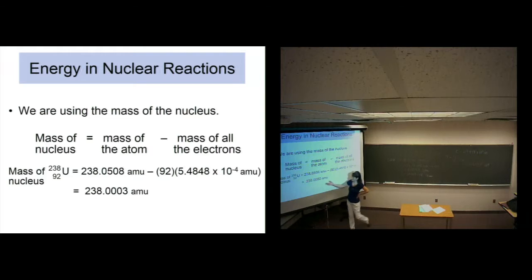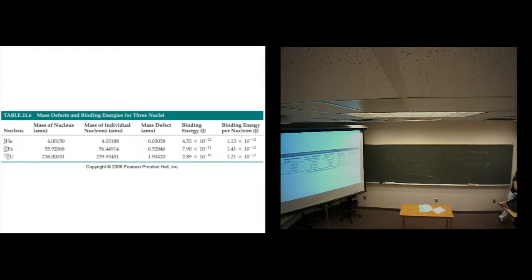How do you know how many electrons? Looking at this symbol, how am I going to know how many electrons there are? Oh, it's the same number as protons, right? Because it's neutral. So if I have 92 as my atomic number, the number of protons, does that mean I have 92 electrons? Yes. Okay, so you take the mass of the atom minus 92 of those times the weight of the electron. Does that make sense? Okay, so we subtract that out, and that is the mass of the nucleus. So we need to pay attention if we're talking about the mass of an atom or the mass of a nucleus here. Okay, make sense?